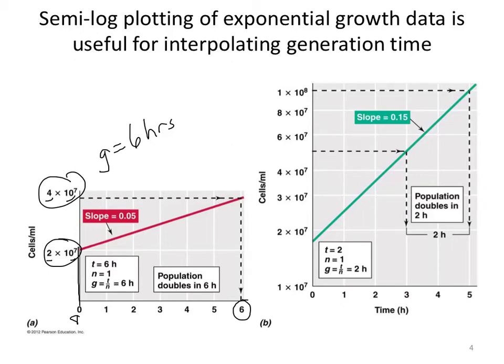The slope of the line is indicative of the shortness of the generation time. The shorter the generation time, the greater the slope. The greater the slope, the faster the organism is growing. So I can compare these two organisms really quickly and immediately see that the organism that was used to generate this graph over here in green is growing much more rapidly than the organism shown over here in red. Its generation time is going to be a lot shorter, the green versus the red.